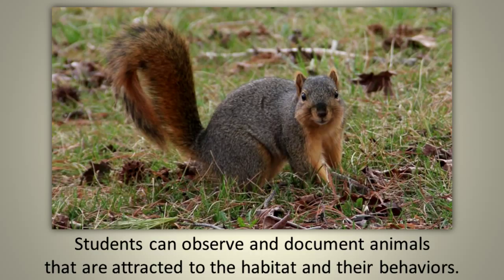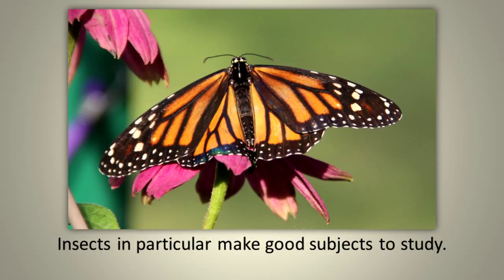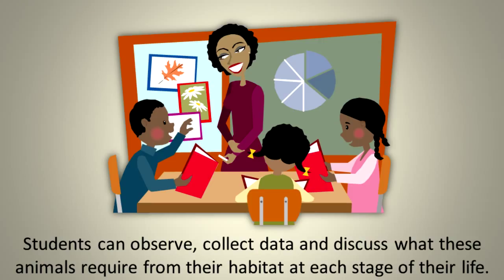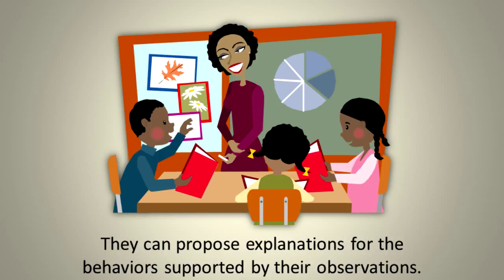Students can observe and document animals that are attracted to the habitat and their behaviors. Insects in particular make good subjects to study. They may be able to find insects in all of their life stages. Students can observe, collect data, and discuss what these animals require from their habitat at each stage of their life. They can propose explanations for the behaviors supported by their observations.